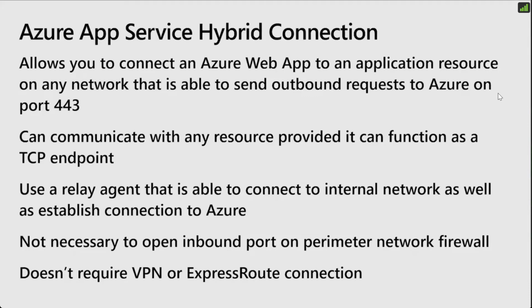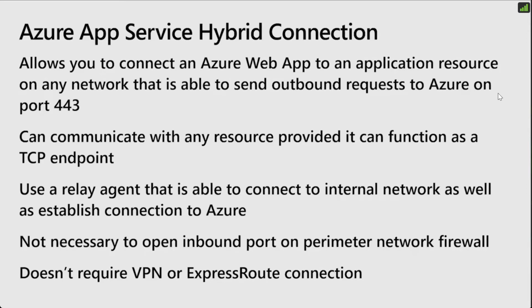So that could be a virtual machine running on premises. It could be a virtual machine running in someone else's cloud. Any resource that's able to send outbound requests. It can communicate with any resource provided it can function as a TCP endpoint. So clear and important here is that it's TCP rather than UDP.